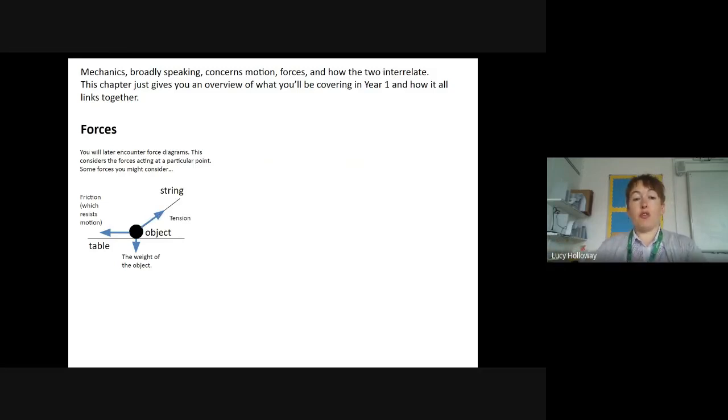There's also a force acting on the object from the string. So if you pull the string, there will be tension generated in the string, which will cause a force to act on the object. And if that tension force is strong enough, it will overcome the friction and the object will start to move. There's also one final force that we call the reaction force.